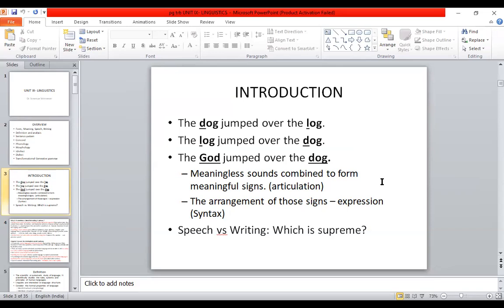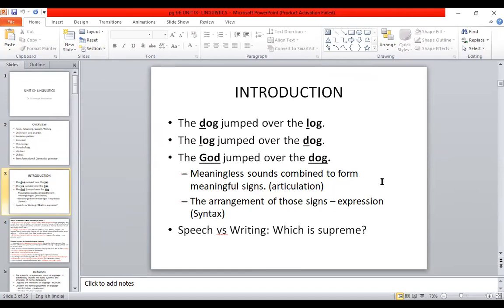If I say the dog jumped, then I'm sure all of you had an image of a dog jumping over a log, right? The moment you hear log, you all know that it's a piece of wood, a big piece of wood. So this image would have come to your mind, irrespective of how you thought, or where you were thinking.